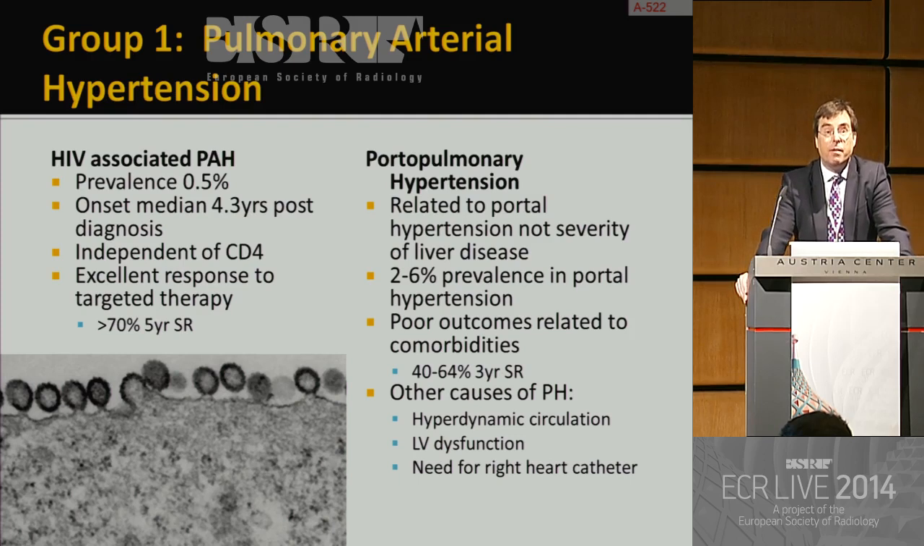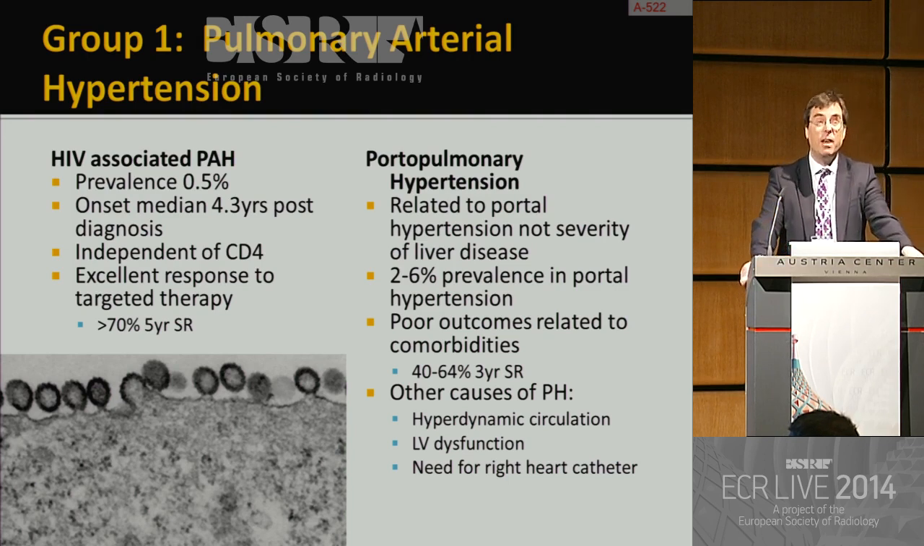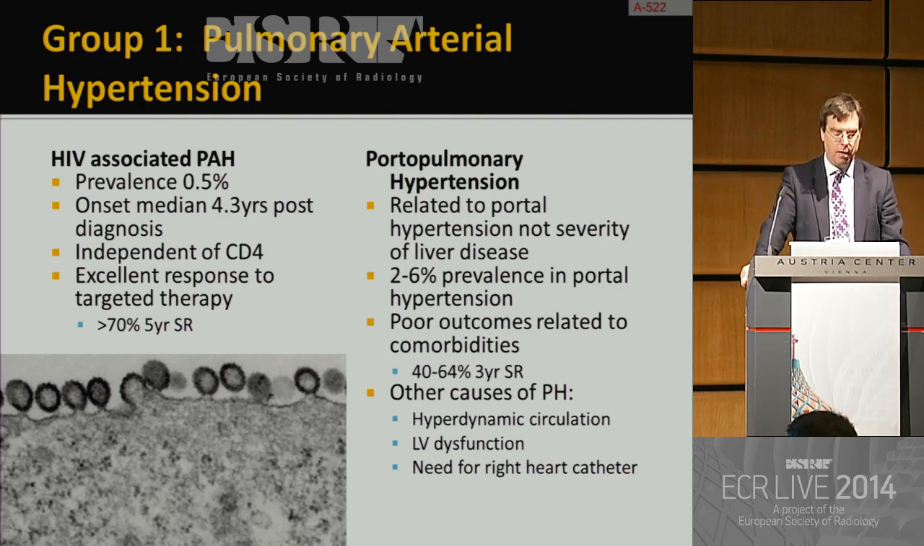Other insults to the vascular endothelium, viral infections can be associated with the development of arteriolar disease, pulmonary arterial hypertension, HIV, where it's considered more associated with the viral infection itself rather than the level of immunocompromise. Interestingly, in that group of patients, outcome tends to be very good if you give them targeted therapy to the vascular endothelium.